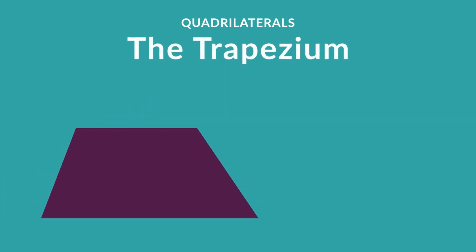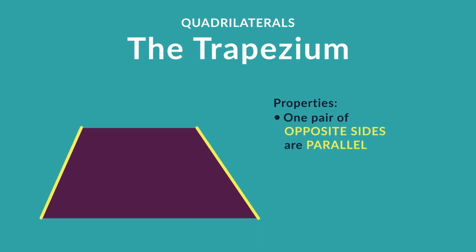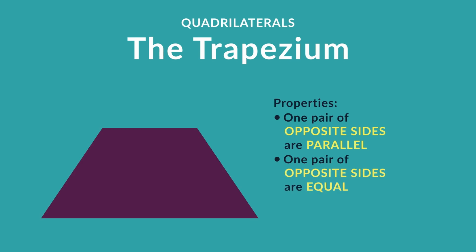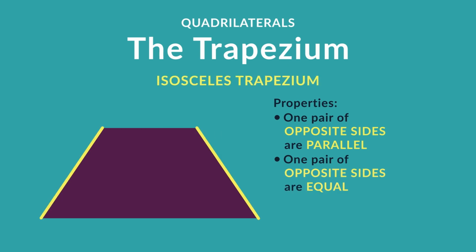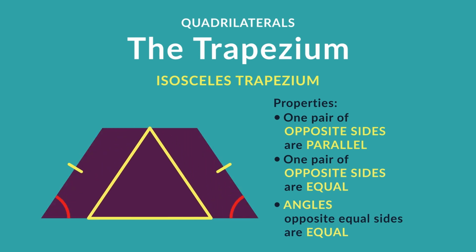A trapezium is a quadrilateral that has only one pair of opposite sides which are parallel. If the other pair of non-parallel opposite sides is equal, then we call it an isosceles trapezium. In this trapezium, we have one pair of opposite sides equal, and the angles opposite these equal sides are also equal to each other. Think back to what an isosceles triangle is, and see if you can find the similarities between the shapes.